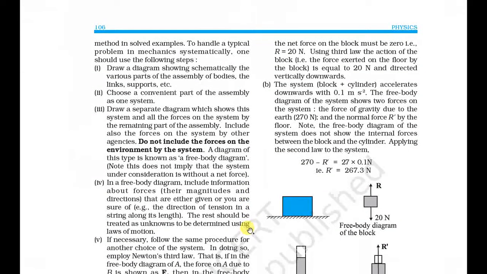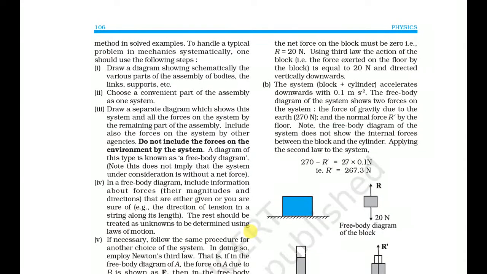To handle a typical problem in mechanics systematically, one should use the following steps. Draw a diagram showing the schematic of the various parts of the assembly, the bodies, the links and supports, etc. Choose a convenient part of the assembly as one of the systems. Draw a separate diagram which shows this system and all forces on the system by the remaining parts of the assembly. Include also the forces on the system by other agencies.